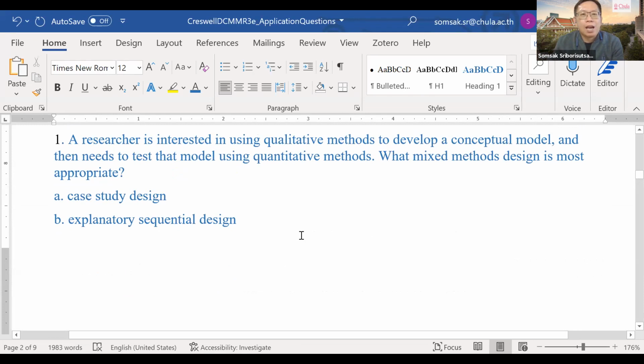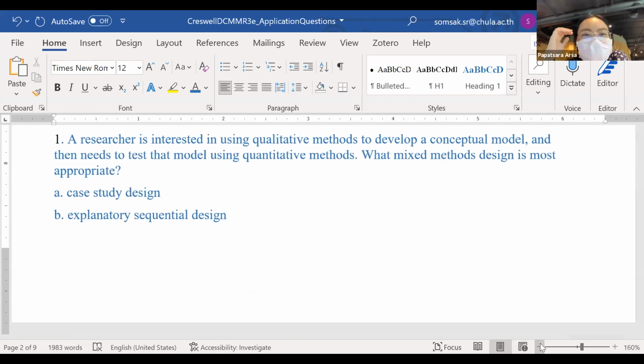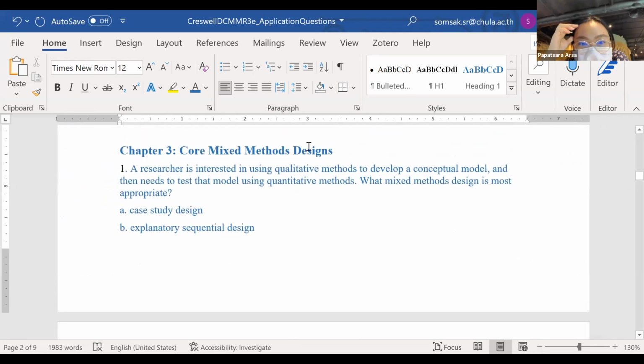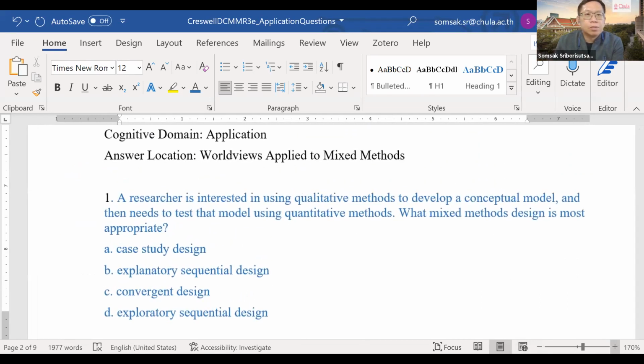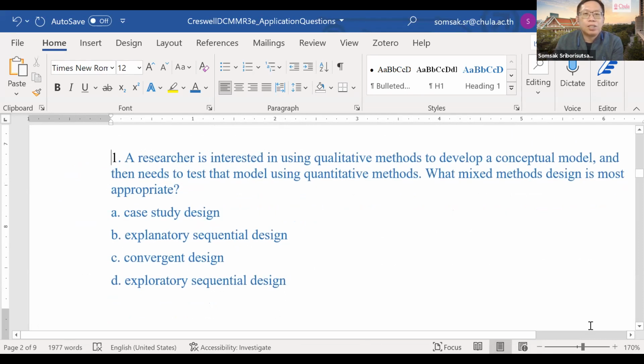Pukpik, now your turn. Okay, your turn. A researcher is interested in using qualitative methods to develop a conceptual model and then needs to test that model using quantitative methods. What mixed method design is most appropriate?